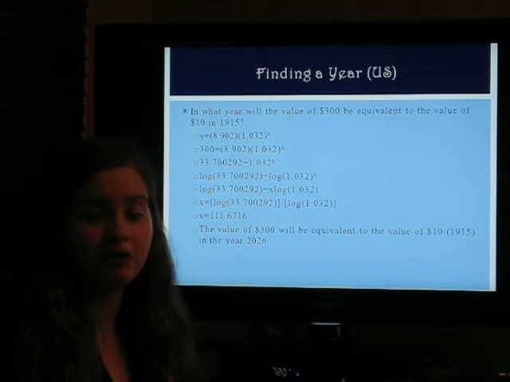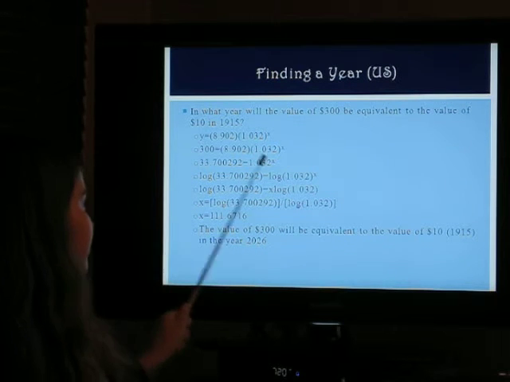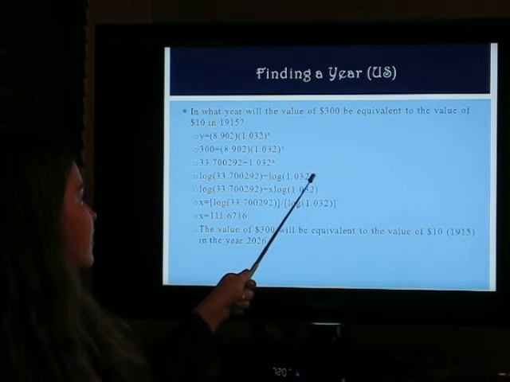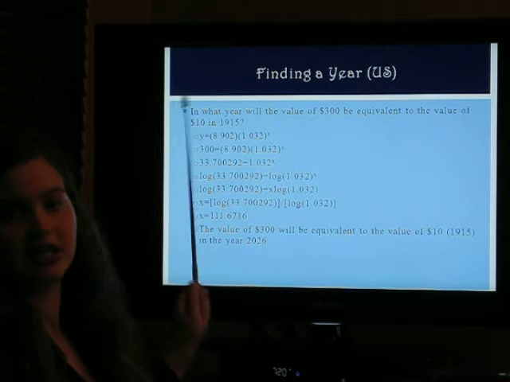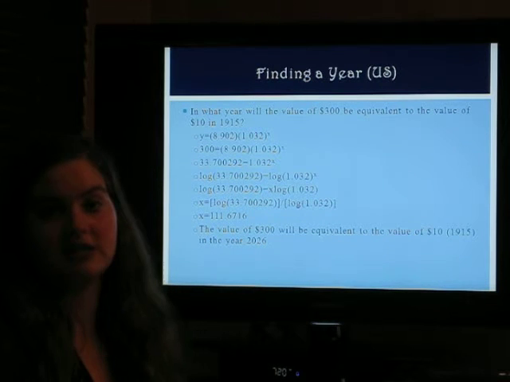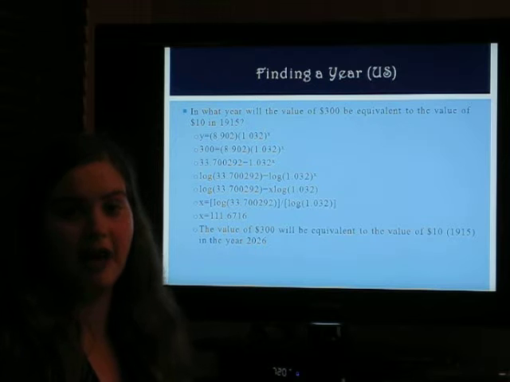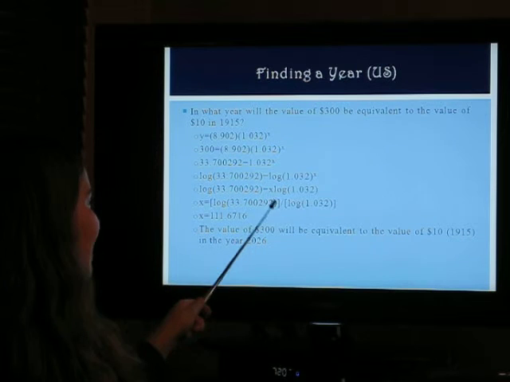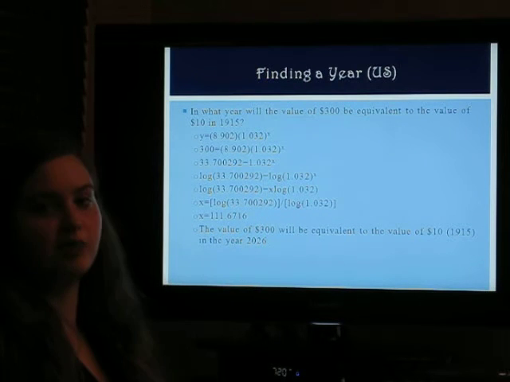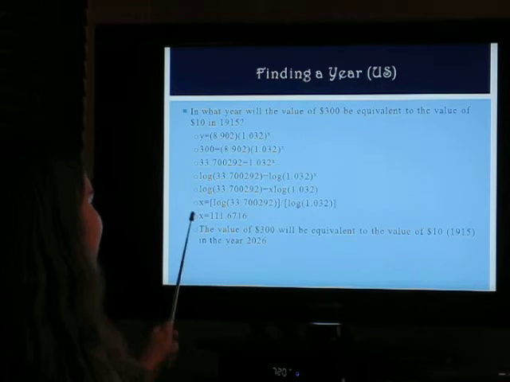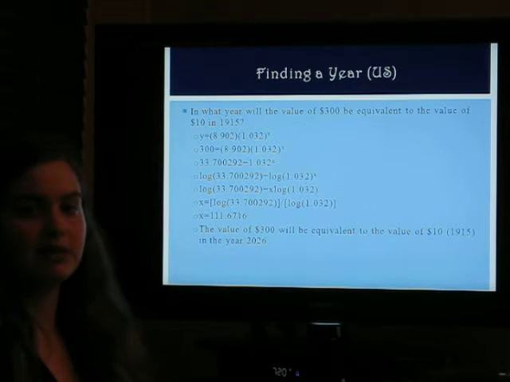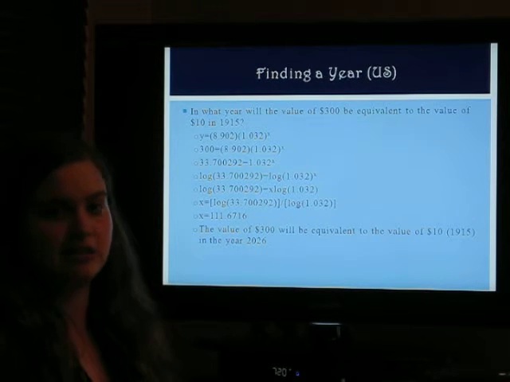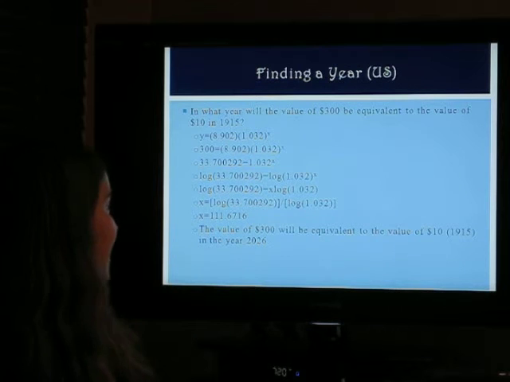Now, in order to free the exponent, we're going to take the logarithm of both sides. Then, using the power of logarithms, we can move the exponent from here over to here, because we know from our properties that those are equivalent by the power of logarithms property. Then, in order to solve for x, we can divide both sides of the equation by log of 1.032. So x equals log of 33.700292 divided by log of 1.032.